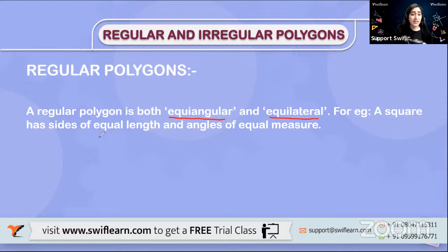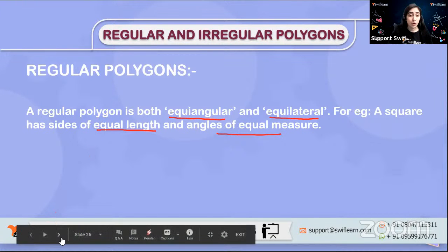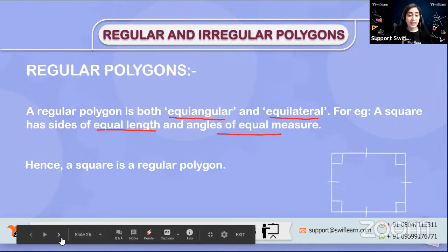A square has all sides equal and all angles equal. How? If I draw a square, what does that mean? It means that it has 4 sides, all the sides are equal, and all the angles are 90 degrees. So when that happens, we call it a regular polygon.